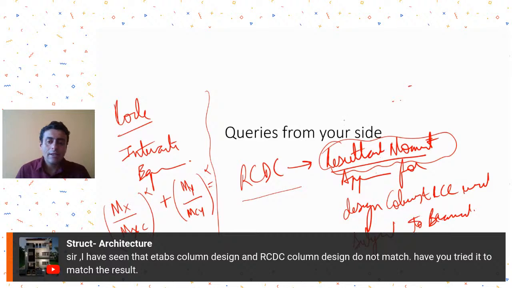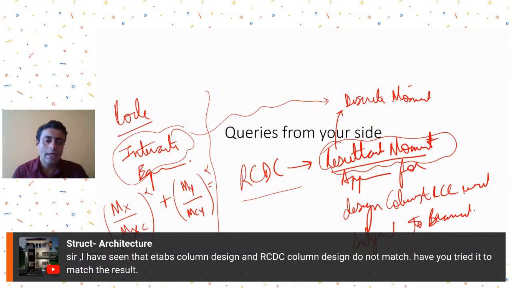Having said that, there is also an option in RCDC to go with the discrete moment approach. By discrete moment approach, I mean the same approach that code and ETABS and STAAD Pro use, which is the interaction based equation method, isn't it? So in RCDC, you have got both options. You can do the design using the resultant moment method. You can do the design as per the discrete moment method.